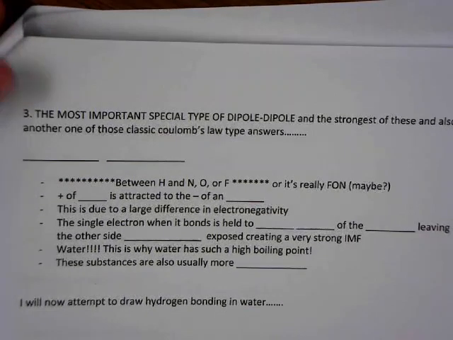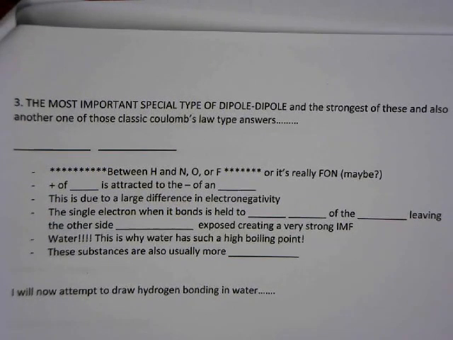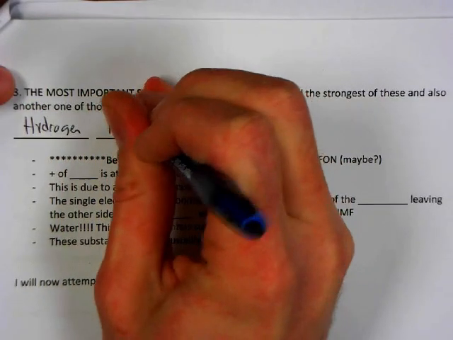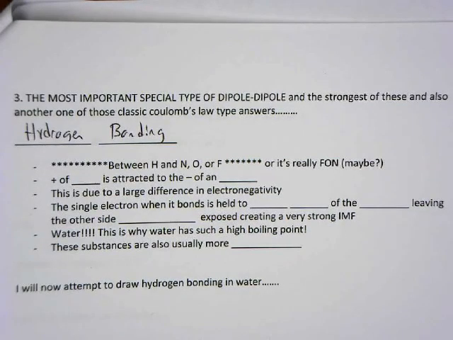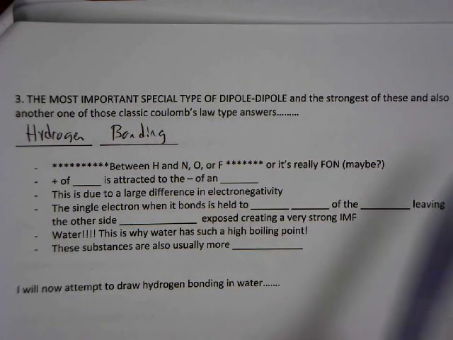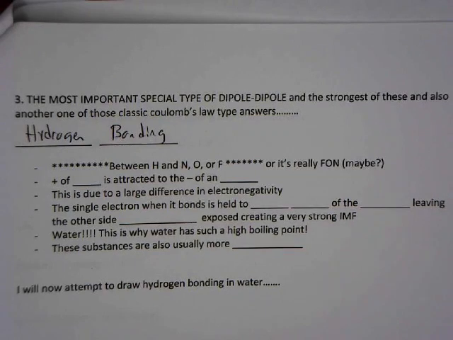Here it is. We had Coulomb's law. Here's the other thing, like the answer that can almost answer anything. The most important special type of dipole-dipole and the strongest intermolecular force is hydrogen bonding. Have you heard of hydrogen bonding before? You should have. Where? Biology. And I like to say that hydrogen bonding is fun, because it's always between hydrogen, fluorine, oxygen, or nitrogen. So hydrogen bonding is fun.